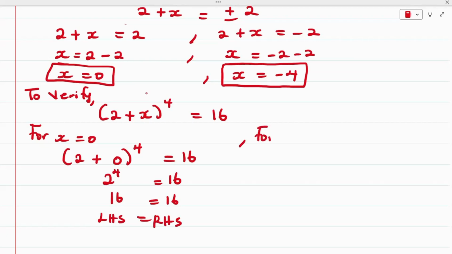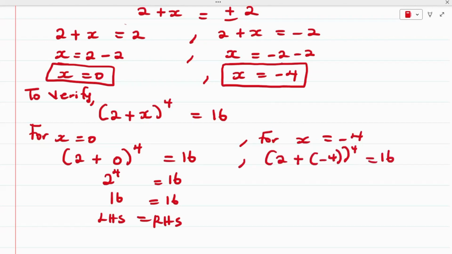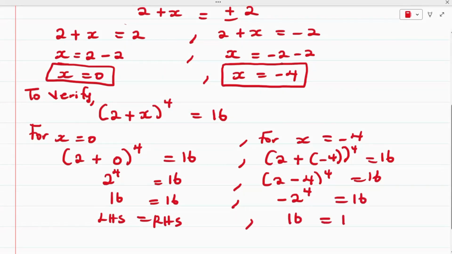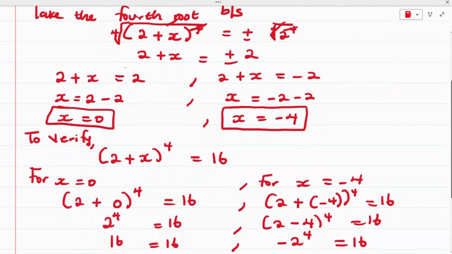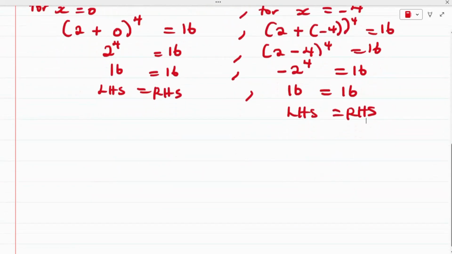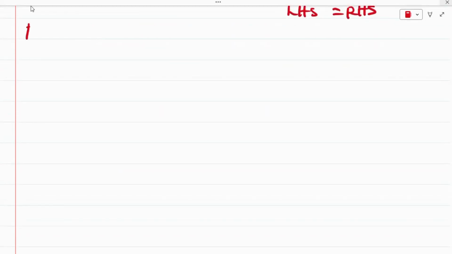For x = -4, we have (2 + (-4))^4 = 16. So we have 2 plus times minus is minus 4, raised to the power of 4 equals 16. So 2 - 4 is -2, raised to the power of 4, and this equals 16. So we have that 16 equals 16. The left hand side is equal to the right hand side. And guys, we have been able to solve this. So this is the first method that you can actually use to solve this problem. So guys, let's go on to method 2.